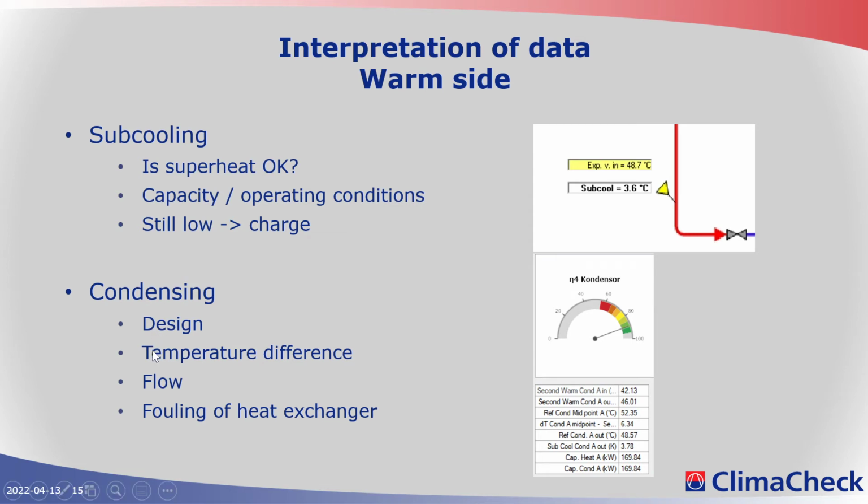So we come to the subcooling. Same drill. We check that the superheat is okay, because if I have too high superheat, there is less refrigerant in my evaporator, so high superheat will give you high subcooling. So I need to look at these together. They need to balance each other.